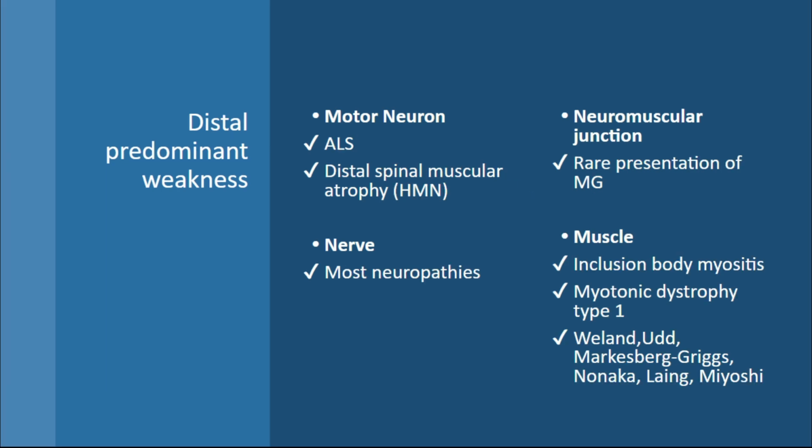So motor neuron is there. ALS, distal spinal muscular atrophy, which is hereditary motor neuropathy, as I said, kind of overlaps with the motor neuron disease. Neuropathies, most of the neuropathies are distal predominant, and we tend not to get any reason for that. It's an axonal variant of it. Neuromuscular junction, then there could be rare presentation of myasthenia gravis, okay? Muscles, inclusion body myositis, myotonic dystrophy is distal. These are the old names, but I have seen Miyoshi, I have seen Nonaka. We presented Nonaka in one of the conferences as well. So we have Laing, Udd, Markesbery, so there are a couple of others.